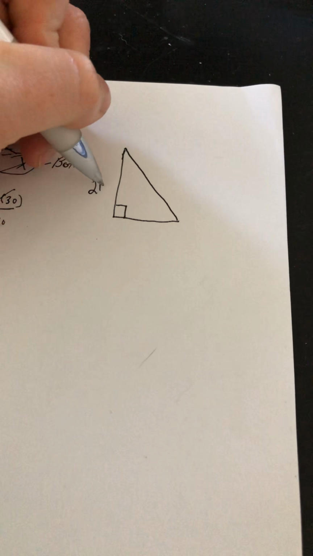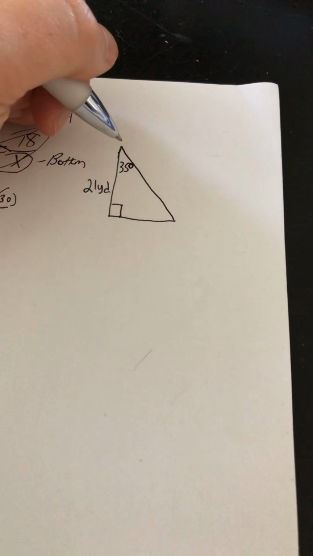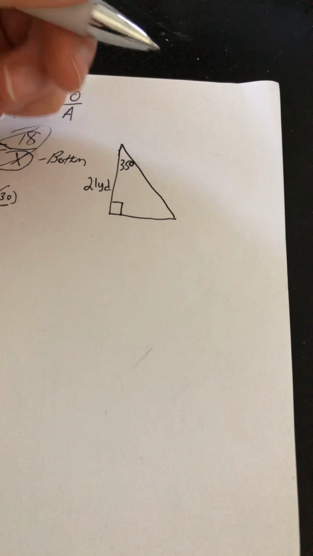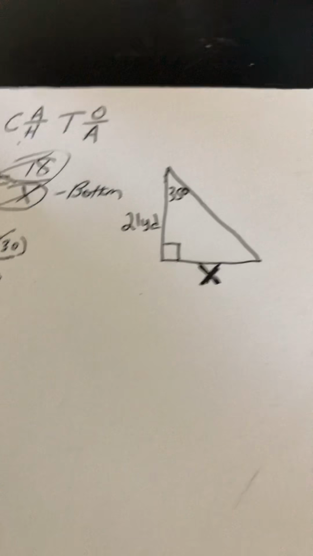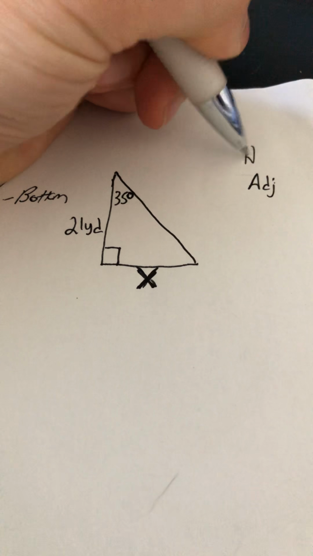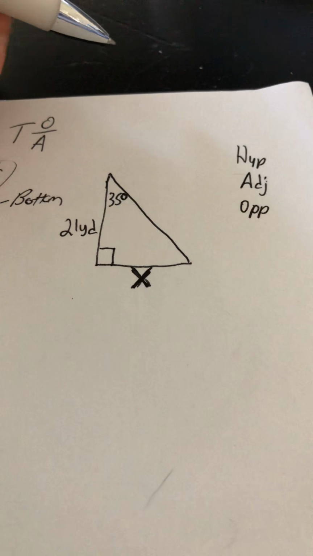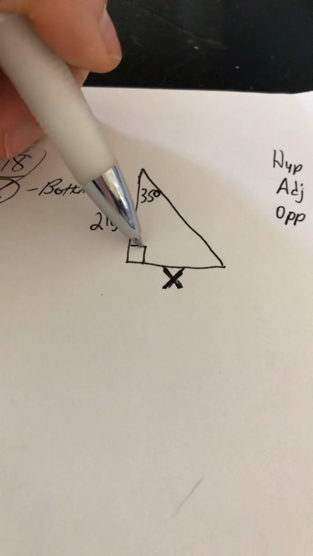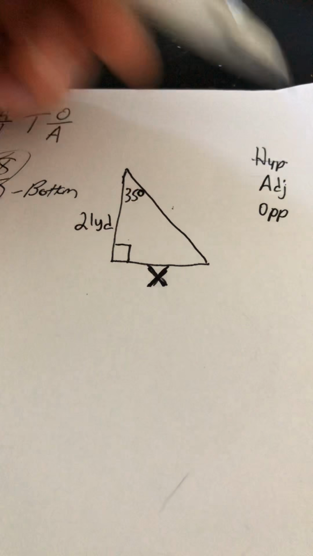And we've got 21 yards. We've got 35 degrees. And we're going to look for x right there. Okay, so first things first, we've got to decide if we've got a hypotenuse, an adjacent, or an opposite here when we label our things. So let's check for hypotenuse first. It's across from the right angle, that's the hypotenuse. There's no number or letter there, so we're not going to use it.